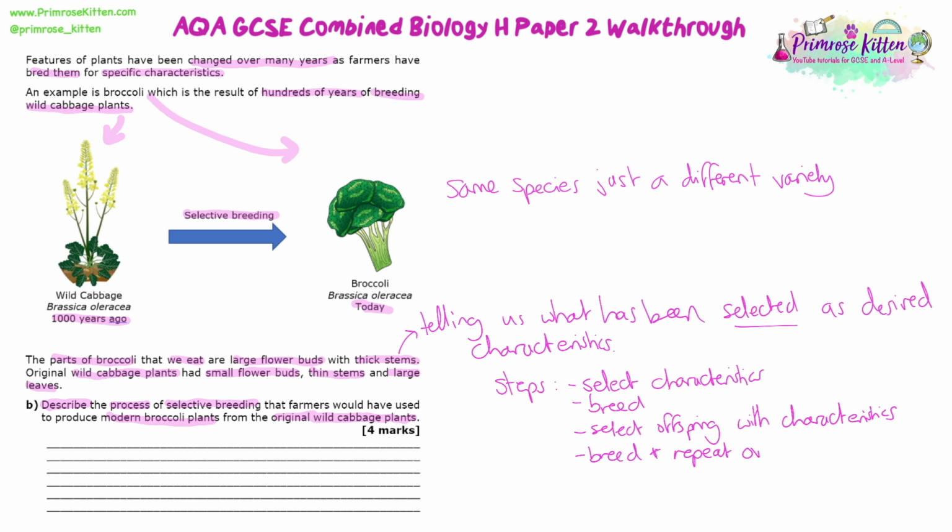Now we just have to turn it into sentences that make sense for this question. Okay, so I've put choose wild cabbage plants with the thickest stems and the largest buds. Breed them together. Choose from the offspring that also have thick stems and large buds, and repeat this process until all of the offspring have the characteristics that we want, i.e. thick stems and large buds.